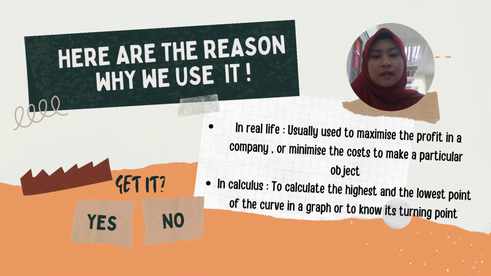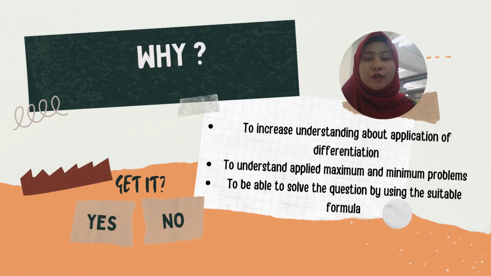So the first one is in real life, it's usually used to maximize the profit in a company or minimize the cost to make a particular object. While in calculus, it's to calculate the highest and the lowest point of the curve in a graph or to know its turning point.